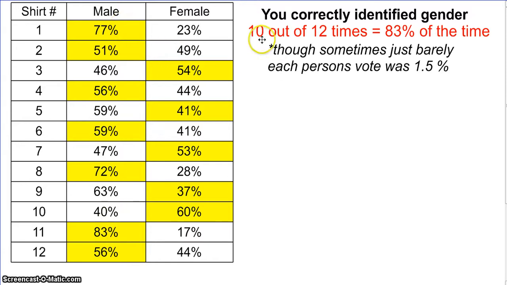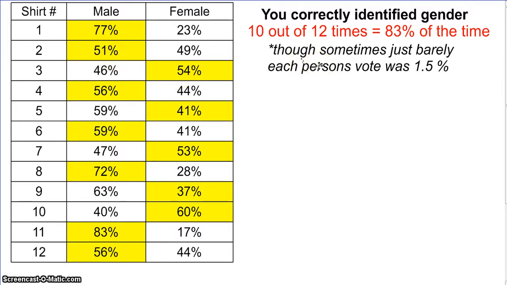So of the 12 shirts, as a class, out of 65 students that looked at them, you guys got the shirt right 10 out of the 12 times. The shirts that you got wrong were shirt number 9, sorry. 37% of you thought it was a female, and it was a female. So that's less than 50% of you thought it was a female. So you got that one wrong, and you got shirt number 5 wrong. All the others were more than 50%, so you got it right.